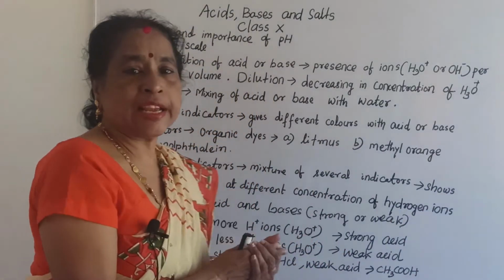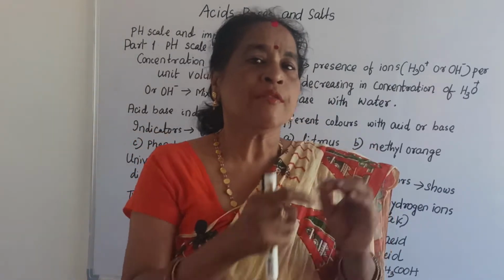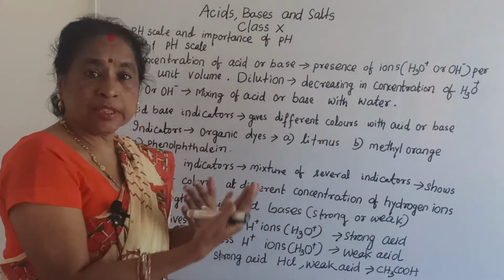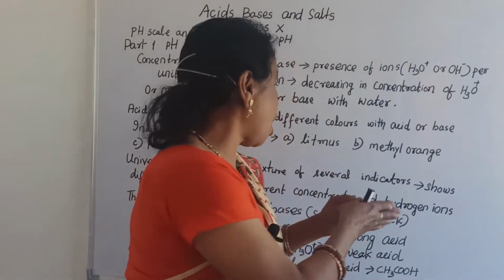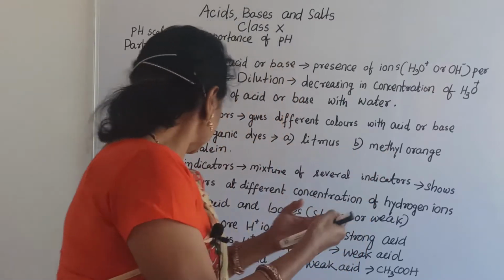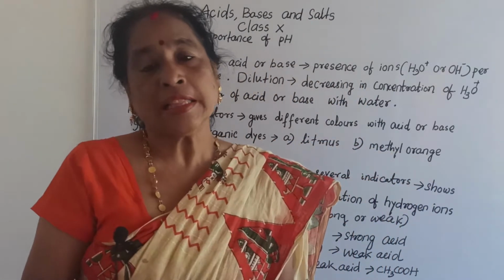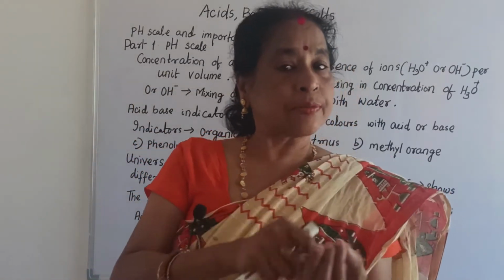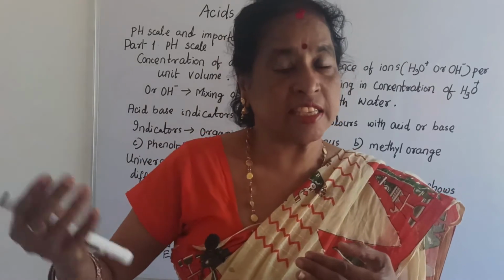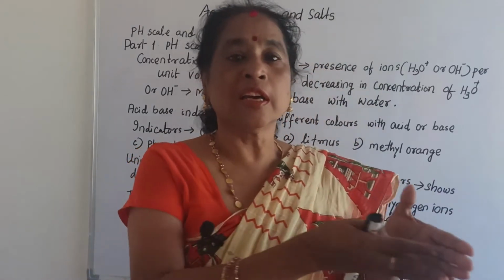Now universal indicator. Now you know what is meant by indicator. Indicator only will give the idea whether it is an acid or a base. But universal indicator, what is that one? That means it is a mixture of indicators, mixture of different types of organic dyes, and shows different colors at different concentrations of hydrogen ions. That means it gives a specific color at specific concentration of hydrogen ions. If hydrogen concentration increases, the color also changes. If hydrogen concentration decreases, that also color changes.